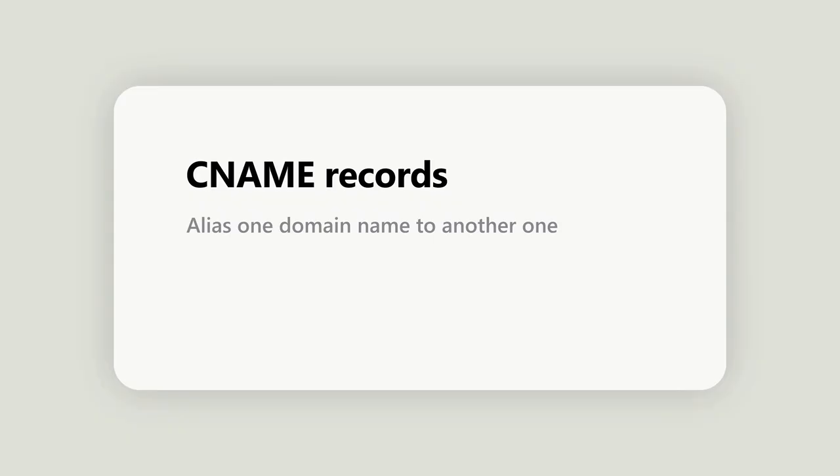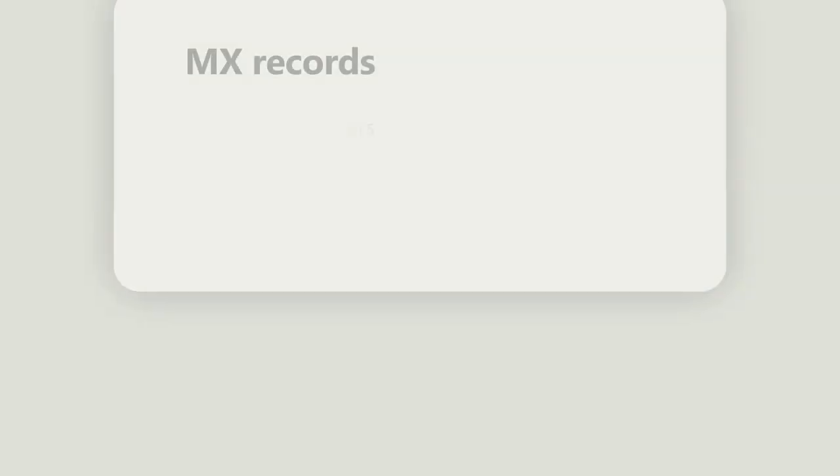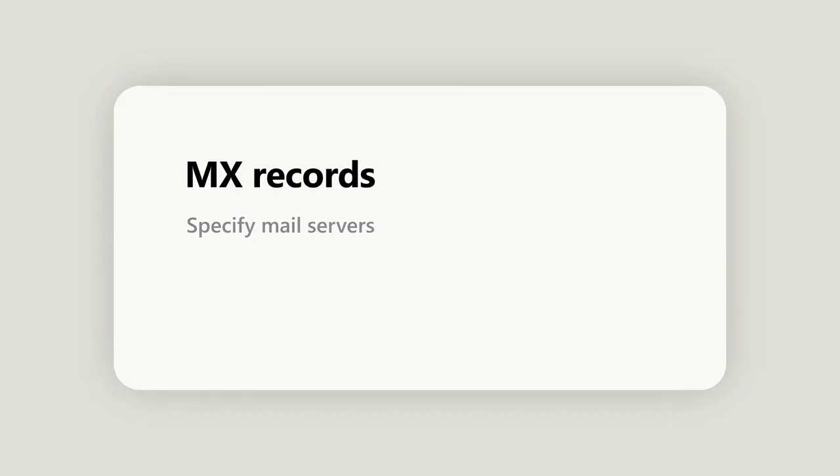CNAME, or canonical name records, alias one domain name to another domain name. When you set up a CNAME record, you are directing traffic that goes from one domain to another domain. For example, if you have a domain and you want it to point to another domain without needing to enter the actual IP address, you use a CNAME record. This is especially useful for managing subdomains like www, ensuring they point to the same address as the main site without duplicating entries. Mail exchange records specify the mail servers responsible for handling email for a domain.